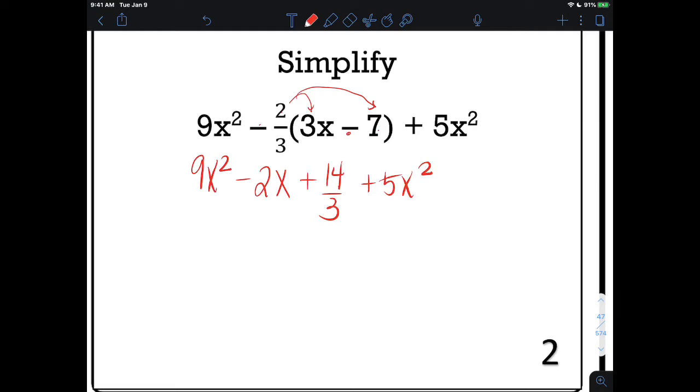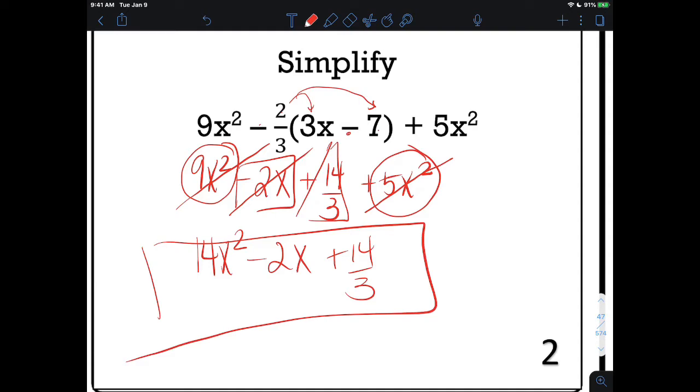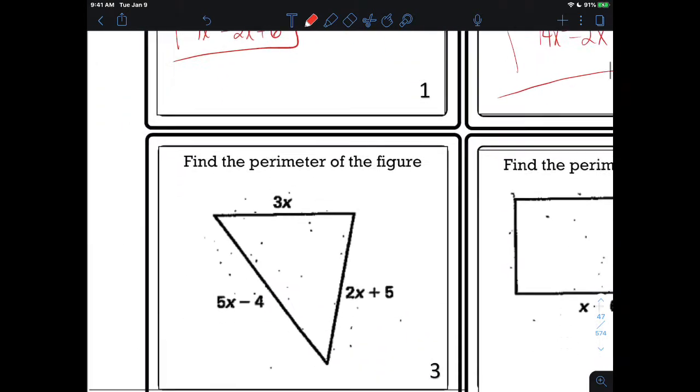We still got this. So I only see x's. I'm going to start with these x squared. That's the biggest exponent I can find. 14x squared. Got those. Oh, don't have to do anything to my x's. That's great. And nothing to do with my constants. So I'm all good. Next one.